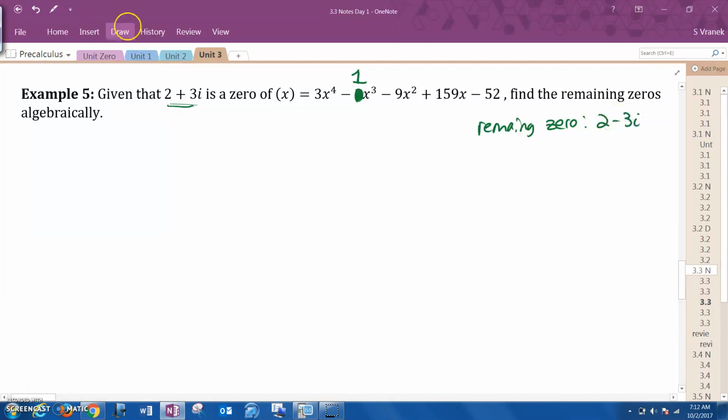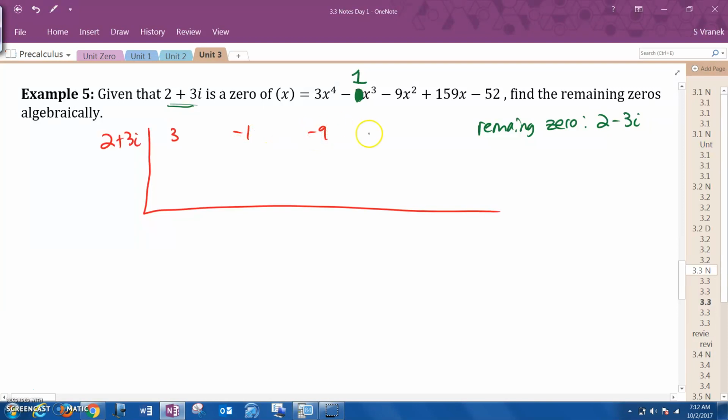Okay? Now all you do is what we did before. You synthetically divide by 2 plus 3i. When you do this, you want to leave some space because it's going to get a little bit bigger. So we have 3, negative 1, negative 9, 159, negative 52. The first thing you do is bring the 3 down like normal, and then multiply it by the zero. So 3 times 2 is 6, plus 3 times 3 is 9i. Then when you add down, you only add the real parts. So 6 goes with the negative 1, so we have a 5.